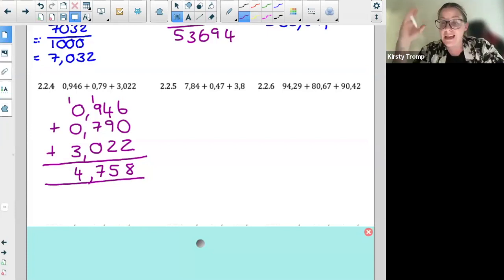Absolutely perfect. If you did it this way and you got this answer, if you did it using the fraction way that I showed you earlier on, you would have got the exact same answer. Thank you so much, Lorena. You're welcome, ma'am.